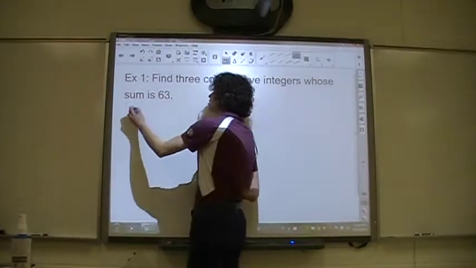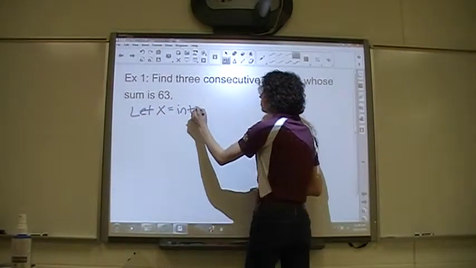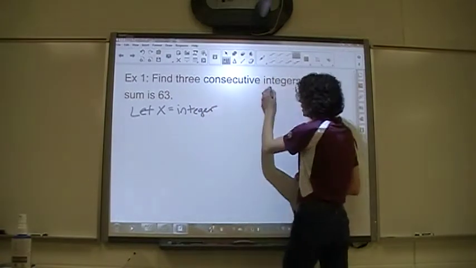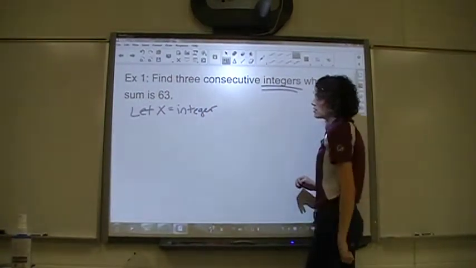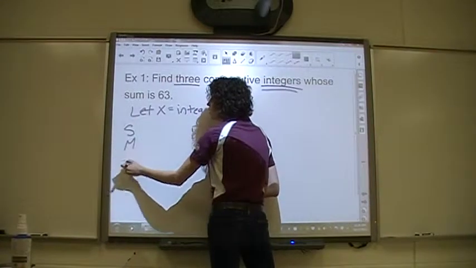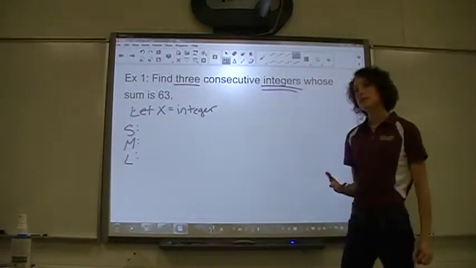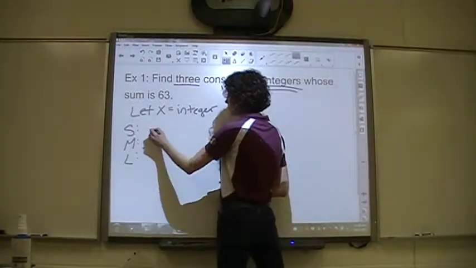So let x equal an integer, because that's what we're trying to find, integers. Now you want three, so that means we need a small, a medium, and a large. Your small is always going to be what your let statement is, which is just x.